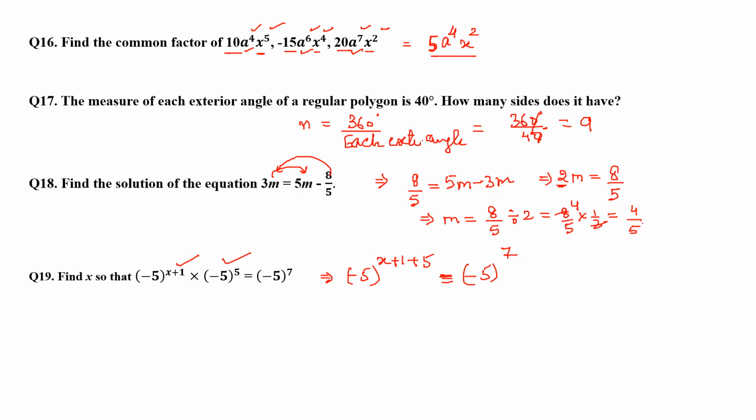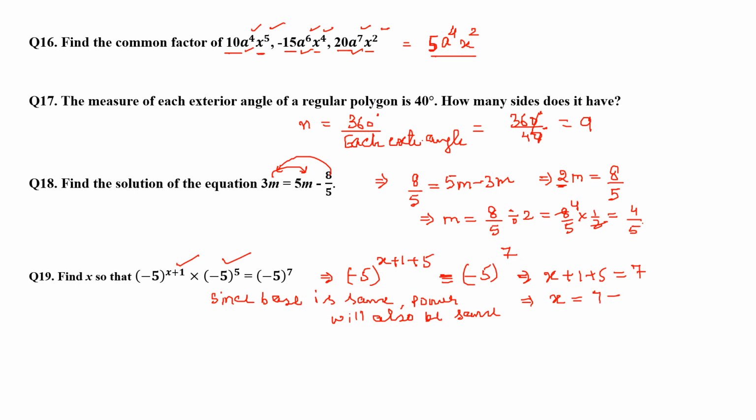Now when base is same in LHS and RHS, then the power must be same. Then only both will become equal, isn't it? So from here I can write x plus 1 plus 5 equal to 7. In exam you have to mention, since base is same, so power will also be same. Please write that. And then you have to solve it. If you solve this, you will get x equal to 7 minus, now 1 plus 5 is 6, so 7 minus 6 will give me 1. So the value of x is 1. Clear?